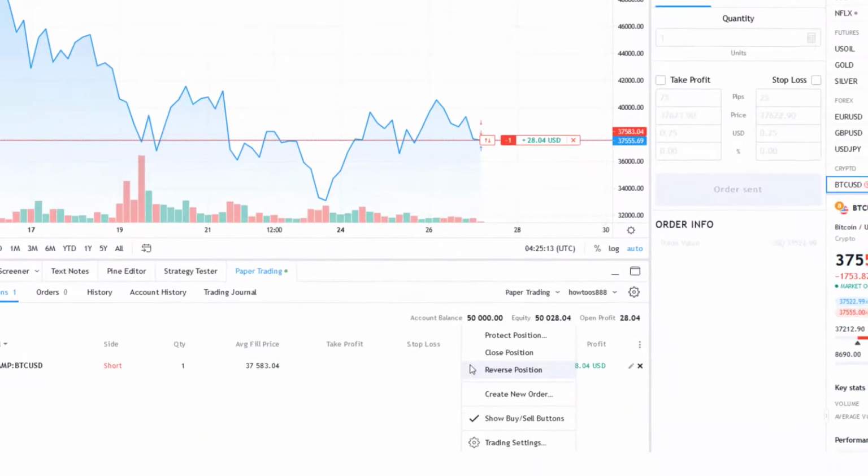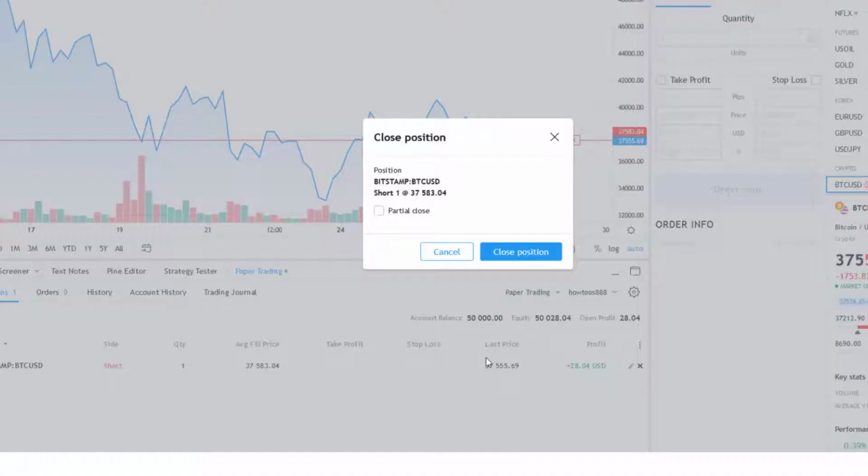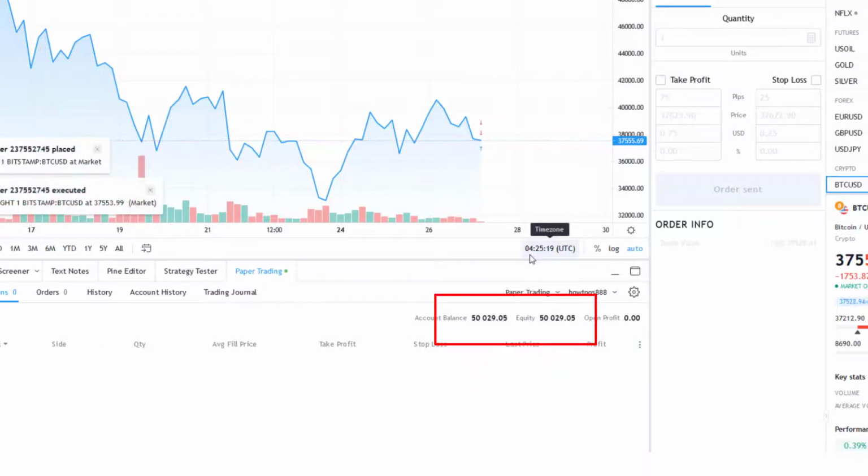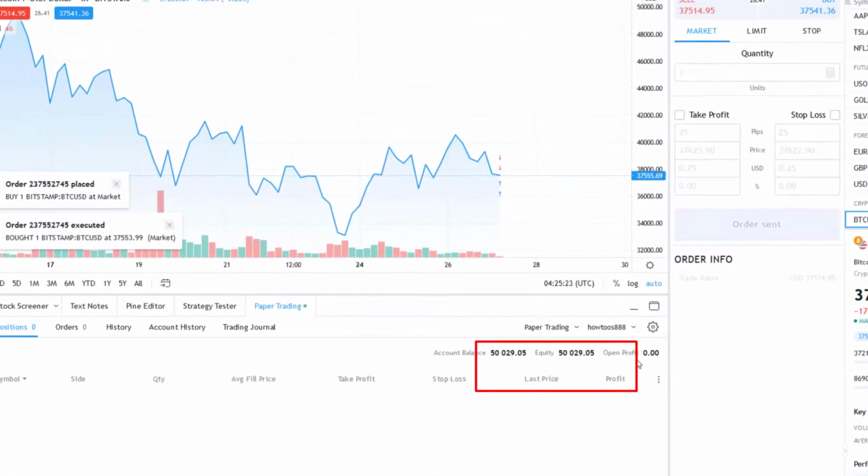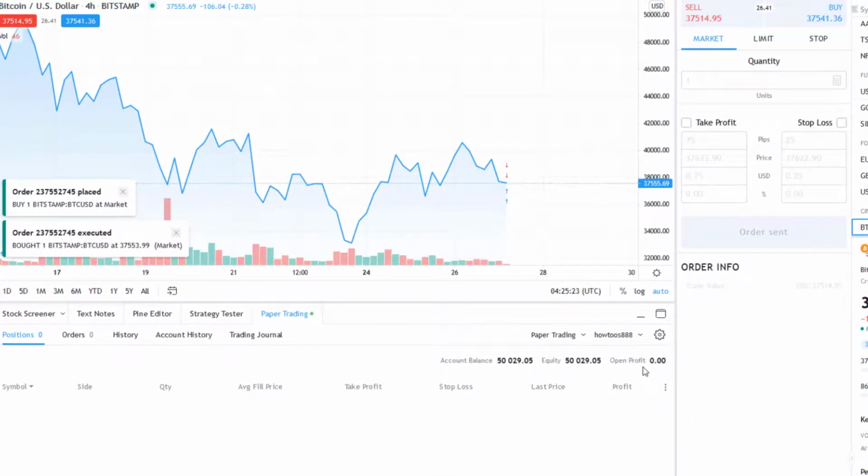To close any position, right-click on the position, and select Close Position. Your profit or loss will be reflected on your account balance. We hope this tutorial helps you.